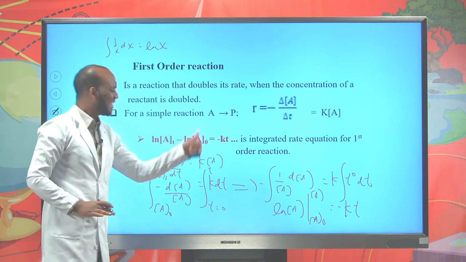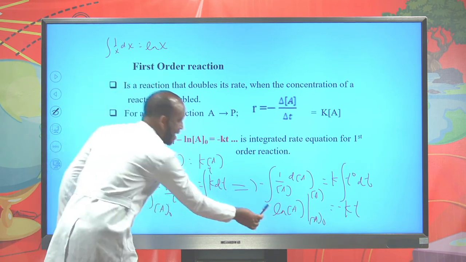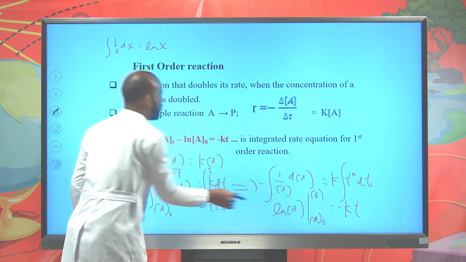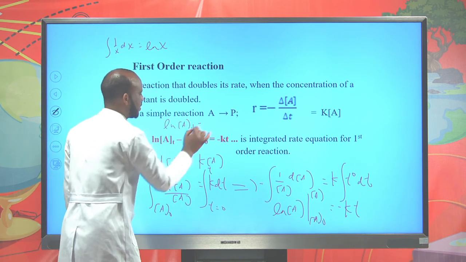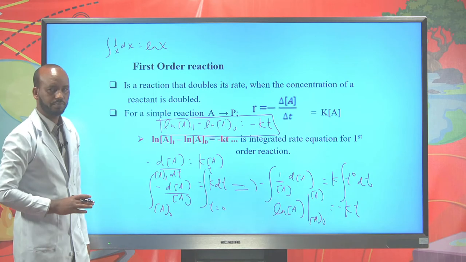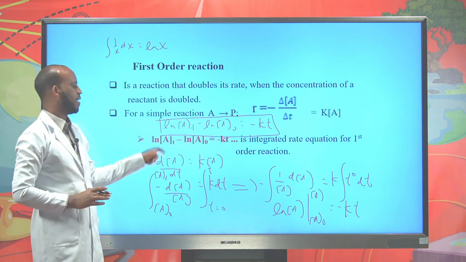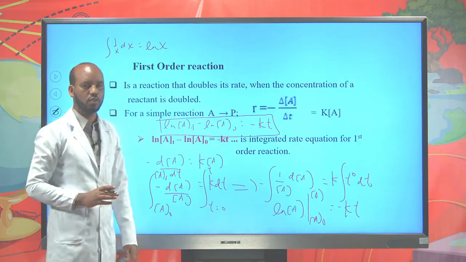Now, the integrated rate equation for a first order reaction becomes ln concentration of A from A naught to concentration of M, which is the same as ln concentration of M at time t minus ln concentration of A naught, equal minus kt. This is the integrated rate equation for a first order reaction: ln concentration of A at any time t minus ln initial concentration equal minus kt.